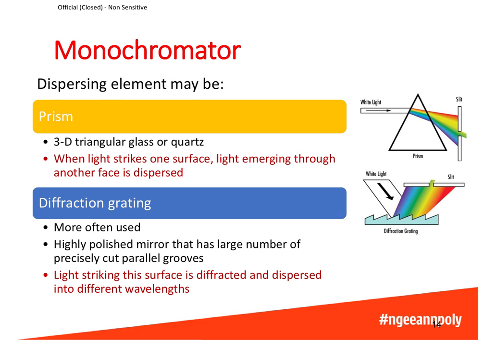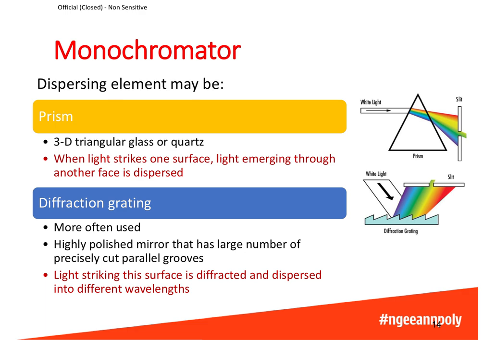I'm sure you all know what a prism is. The prism would be made of glass or quartz, and when light strikes the prism on one surface, the light will be refracted, and the light that emerges through the other face will be dispersed into the different wavelengths.